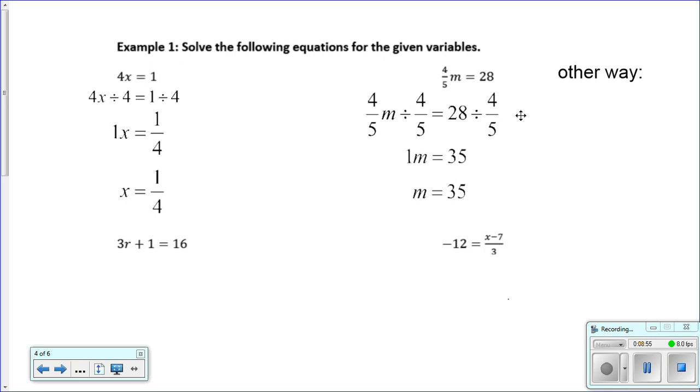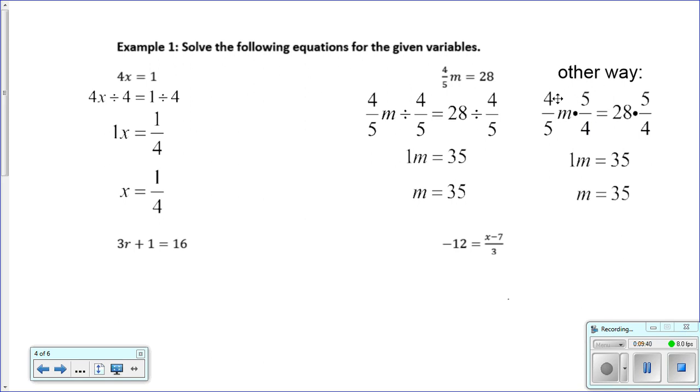But wait! There is another way to do this. Okay? Instead of dividing by 4/5 and having a fraction on top of a fraction, you could use, what's it called? The inverse property to help you. Okay? Because it's already a fraction, you could multiply that fraction by its reciprocal to make it into a 1m. Okay? And this is what it looks like. So 4/5 m times 5/4. When you do 4/5 times 5/4, you get 1. Okay? Again, you can do this multiplication in the calculator. So this will give us 1m equals 35 as well. M equals 35 is our answer.